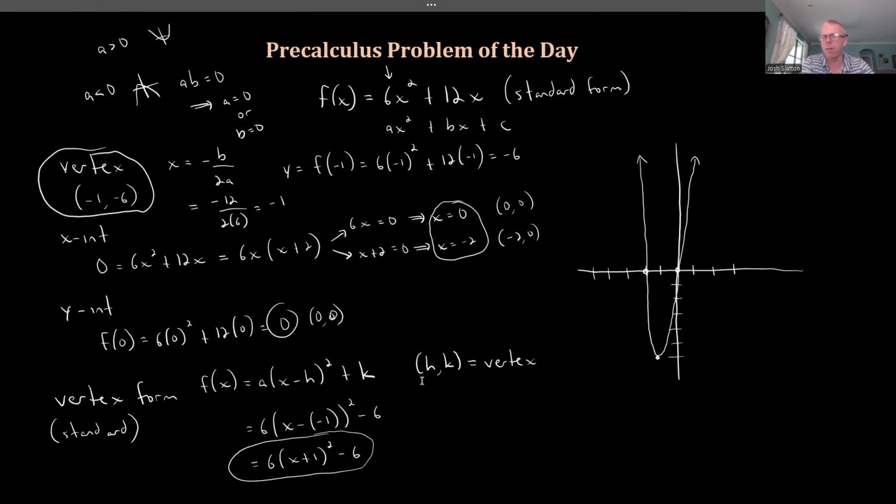So this is skinnier than what you'd expect. A standard x squared looks more like that. So the 6 stretches it up. The +1 moves it left, and then the -6 moves it down. So you actually almost could have graphed this based on what we learned a few sections ago. But you do need to be able to find the vertex and find the intercepts and then to be able to graph it.